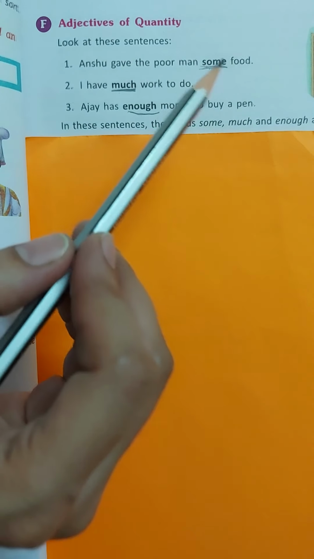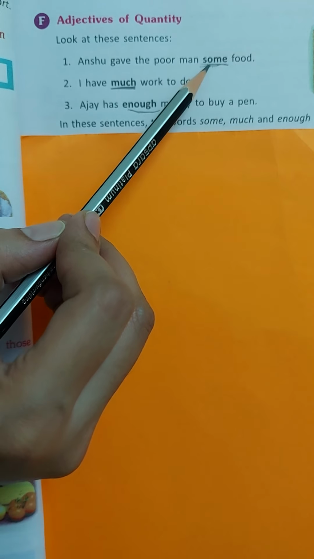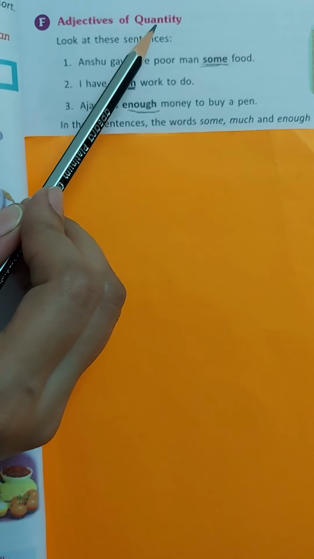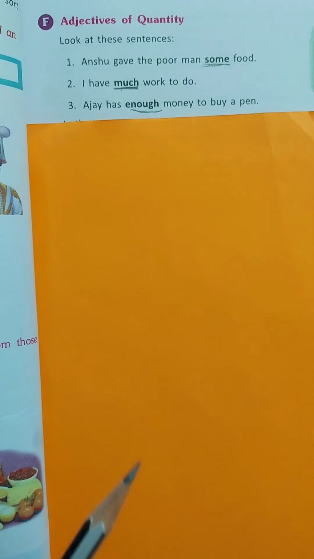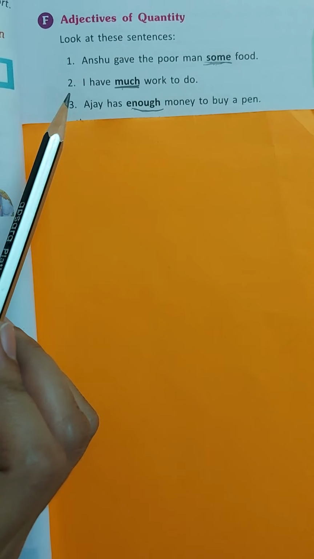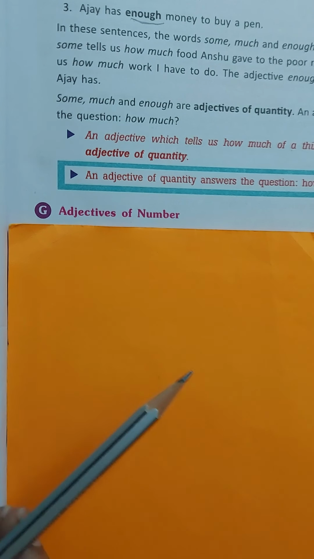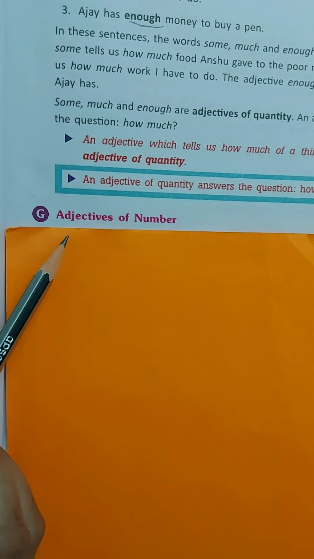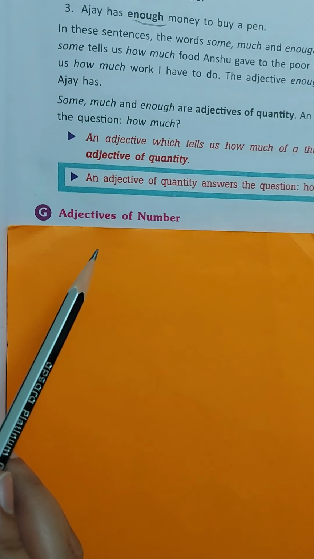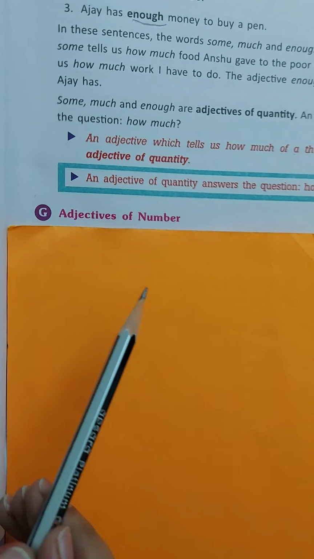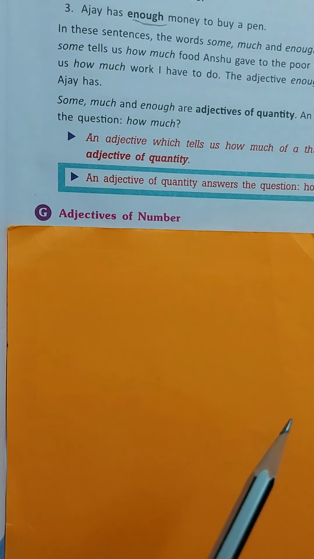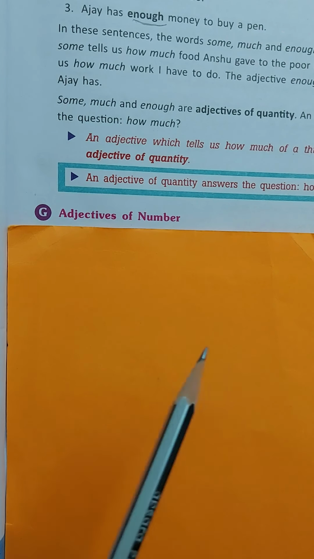So children, all these words like some, much and enough, they are what? They are adjectives of quantity, and they are answering the question how much. Now let's move on to the next kind of adjectives, that is adjectives of number. Now children, an adjective which tells us how many persons or things are meant is called an adjective of number. And adjectives of number answer the question how many.